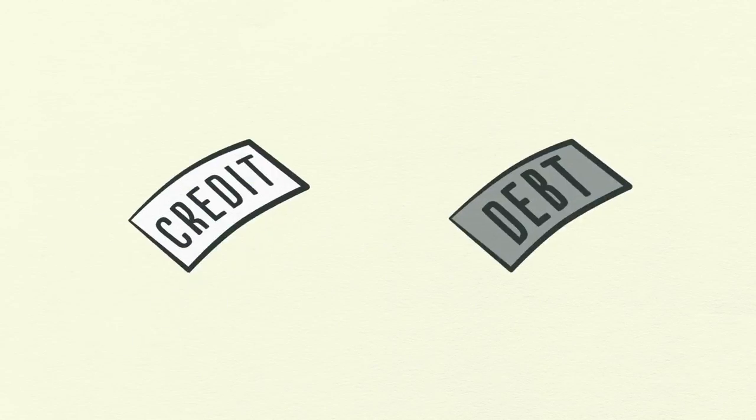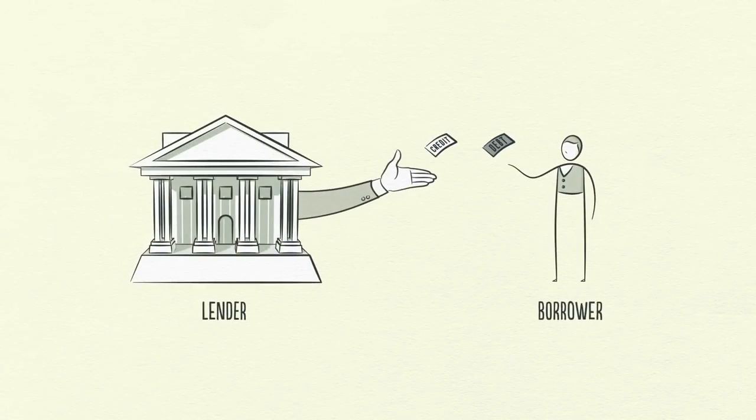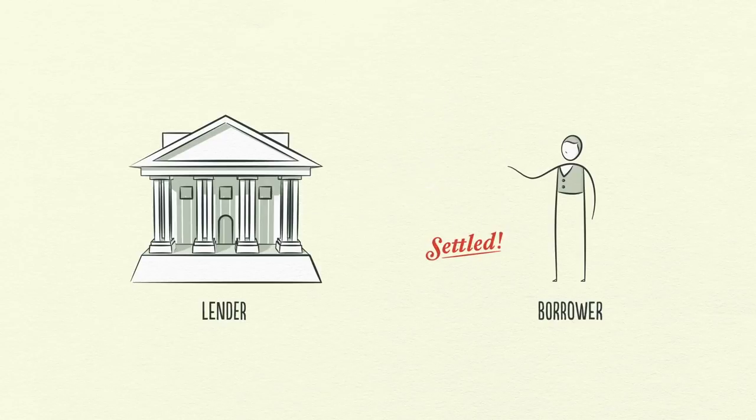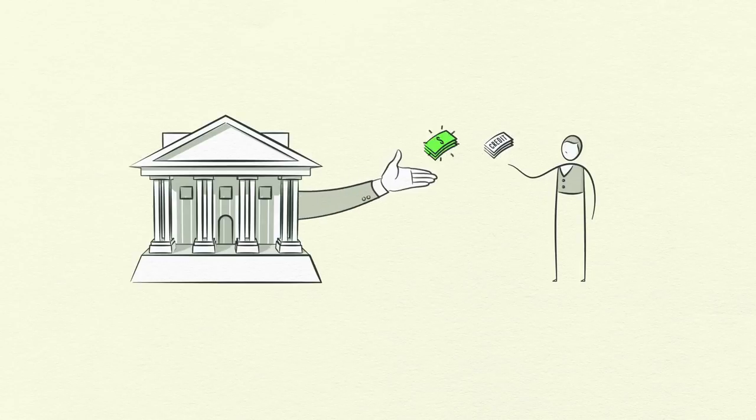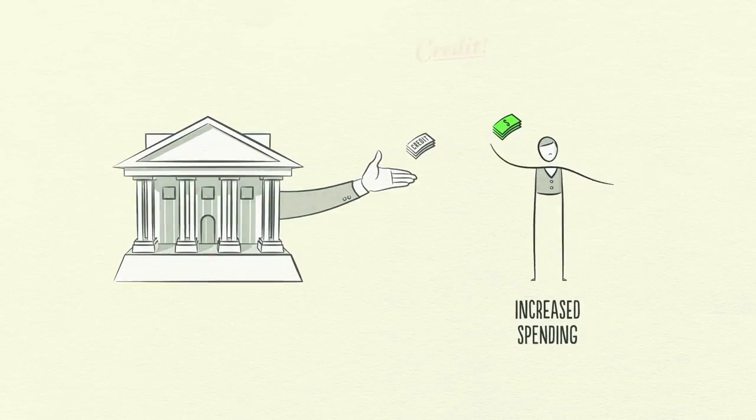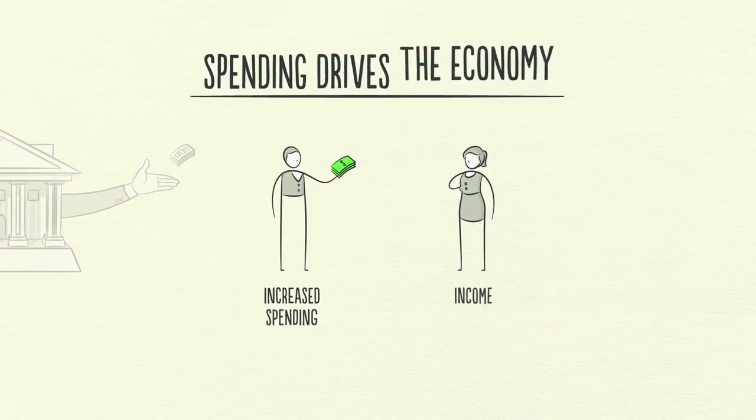As soon as credit is created, it immediately turns into debt. Debt is both an asset to the lender and a liability to the borrower. In the future, when the borrower repays the loan plus interest, the asset and the liability disappear and the transaction is settled. So why is credit so important? Because when a borrower receives credit, he is able to increase his spending. And remember, spending drives the economy.